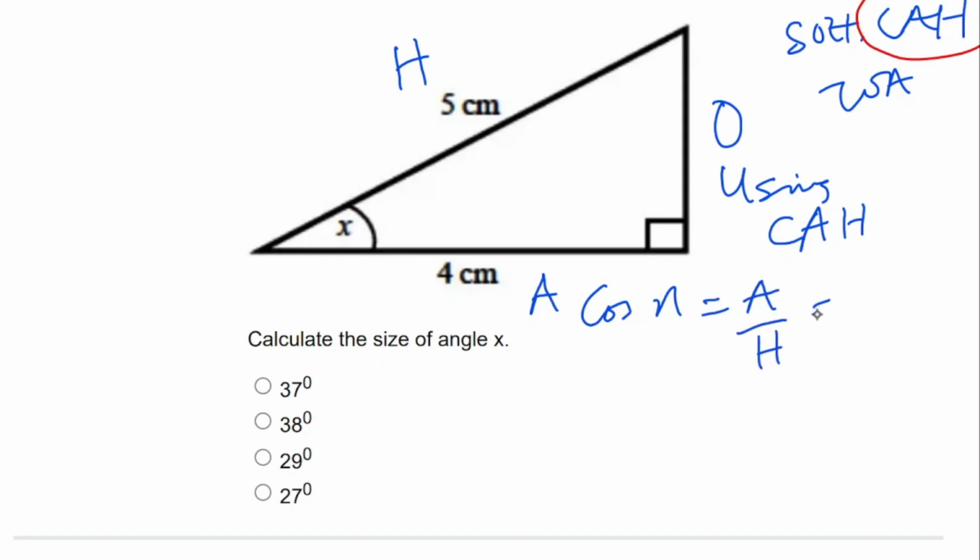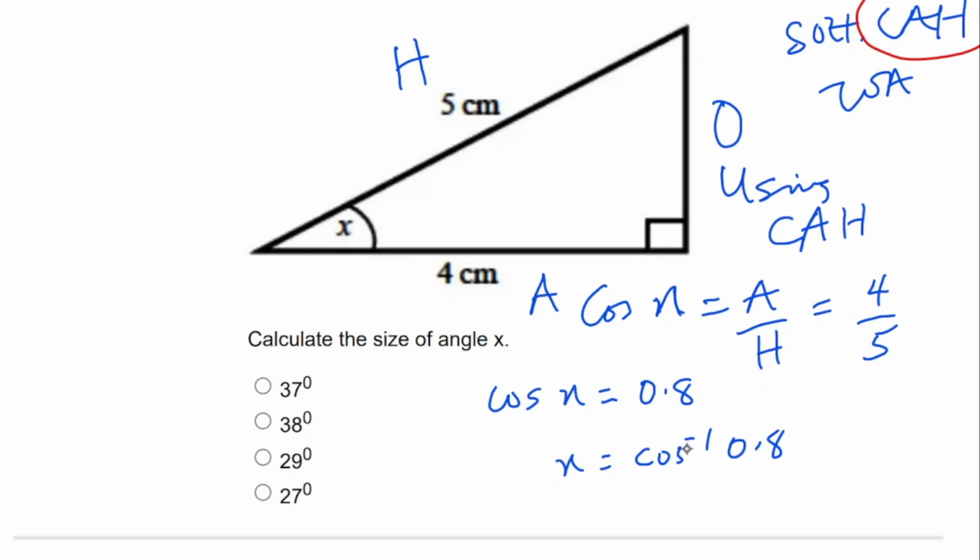Our adjacent in this case is 4, and our hypotenuse is 5. So cos x equals 4 over 5, which gives us 0.8. It is x we are looking for, not cos x. So x equals arc cos 0.8.